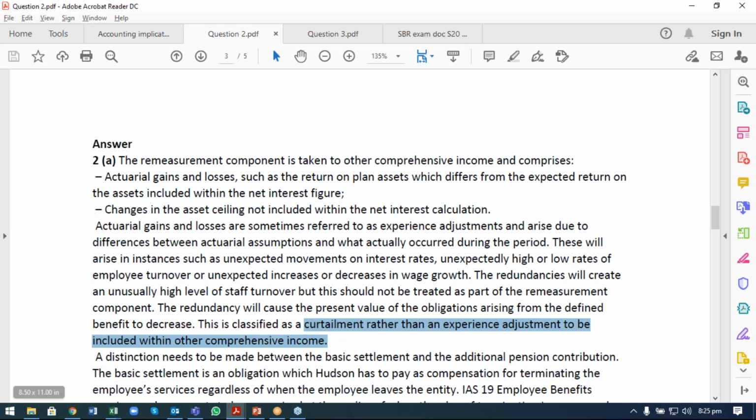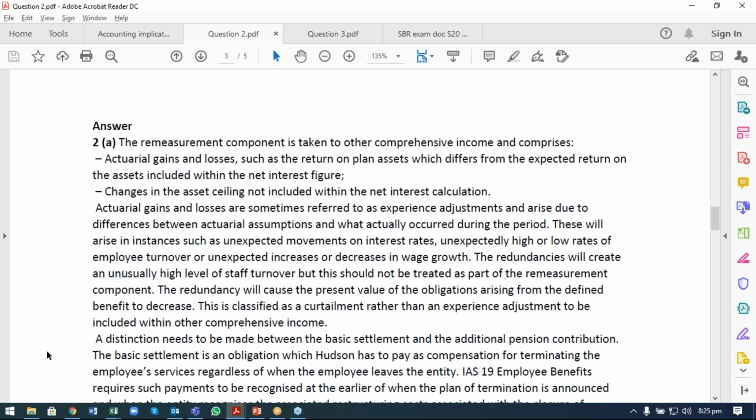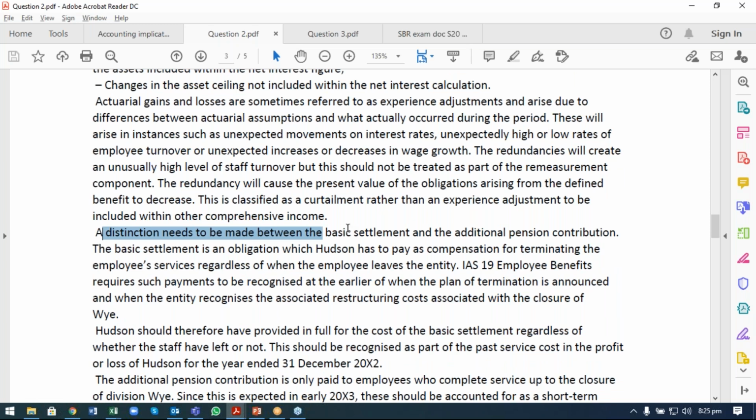This curtailment has occurred. Now the next thing is we have to make a distinction between the basic settlement and additional pension contributions. The basic settlement is an obligation which Hudson has to pay as compensation for terminating the employees' service, regardless of when the employees leave the entity. IAS 19, Employee Benefits, requires such payment to be recognized at the earlier of when the plan of termination is announced and when the entity recognizes the associated restructuring cost for the closure of the Y department.